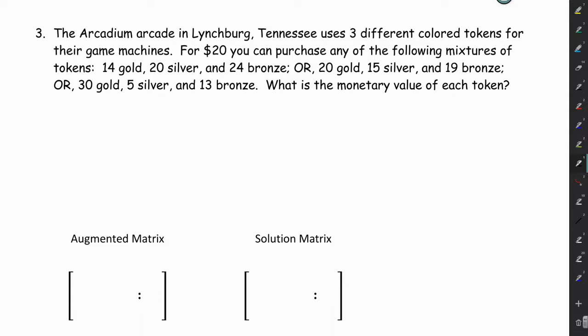All right, so first we're going to define our variables. I'm going to let G equal the number of gold tokens, S equal the number of silver tokens, and B equal the number of bronze tokens.